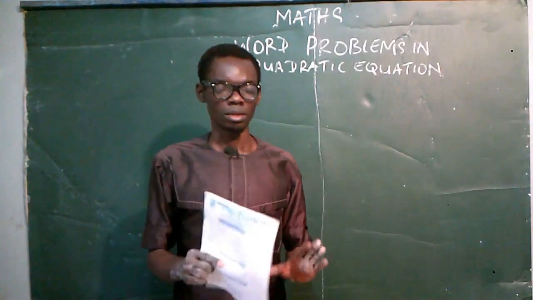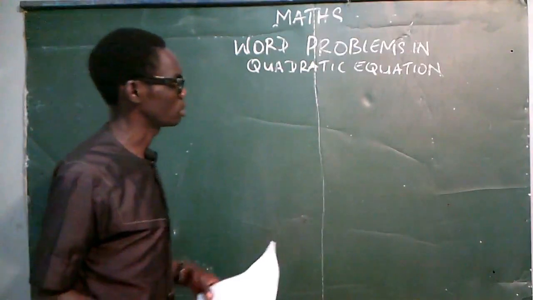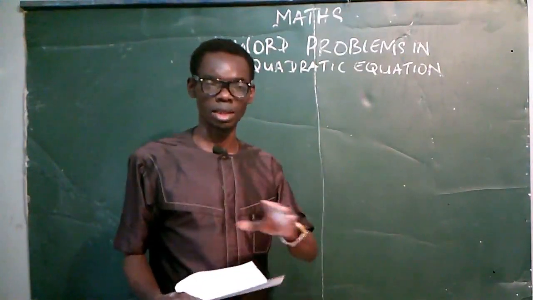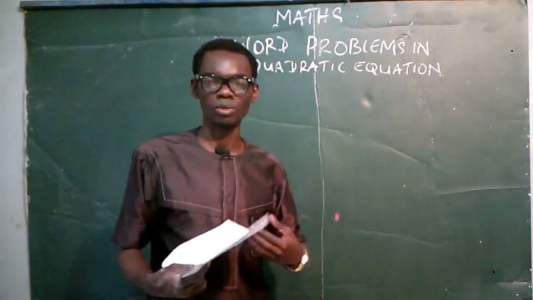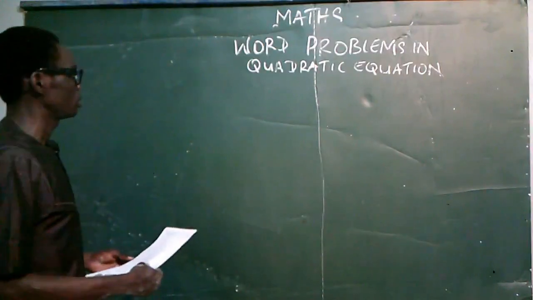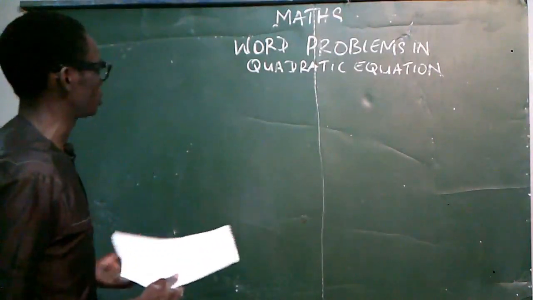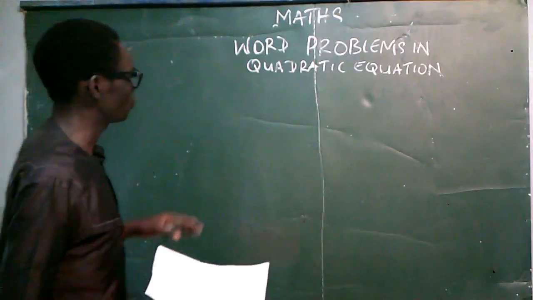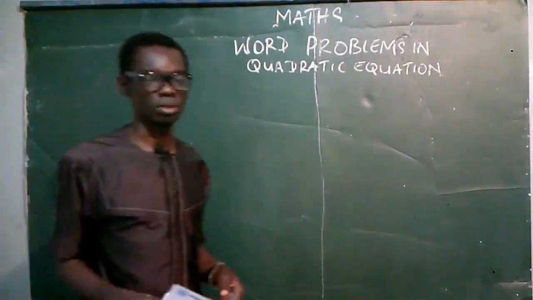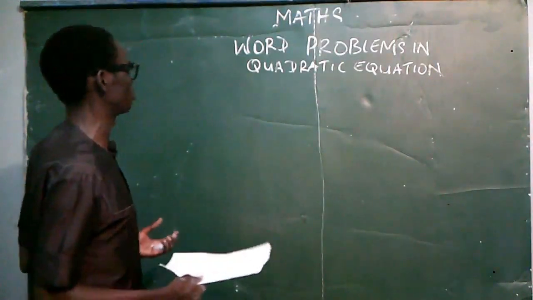Welcome back. Now we shall look at word problems in quadratic equations. Under this word problem, certain information and data are going to be given to us in the form of words. Then, using the information and data to form a quadratic equation and solve it is what we are going to deal with here. Without wasting time, let's go straight to the first example.